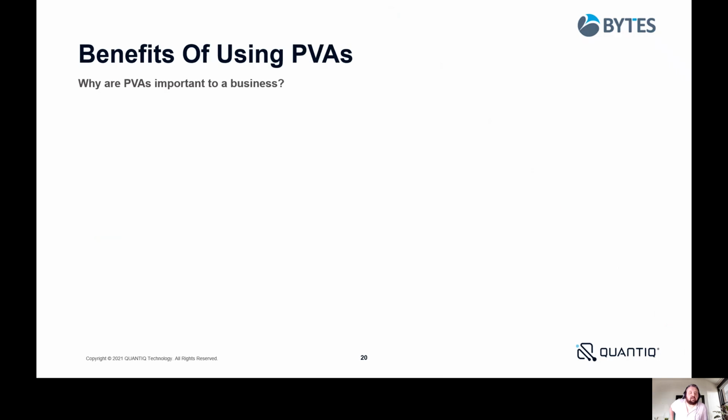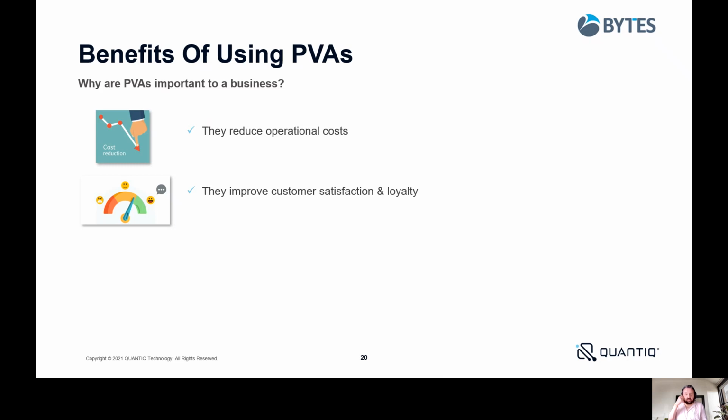So benefits of using Power Virtual Agents and why it's important to business. So the first main reason is that it really reduces operational costs. You're able to automate common inquiries, allowing human agents to deal with more complex issues, but with the ability to hand over to a human agent if the chatbot isn't able to help the customer in that self-service scenario. It also improves customer loyalty and satisfaction.